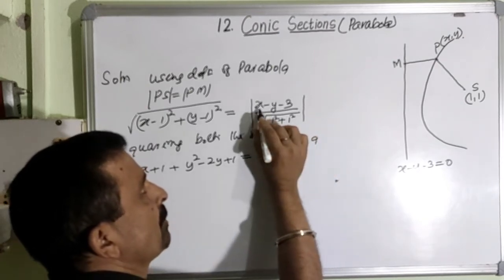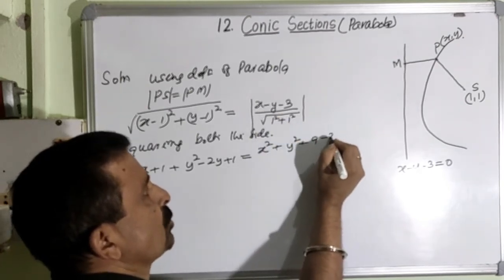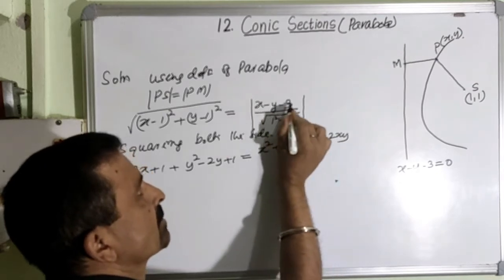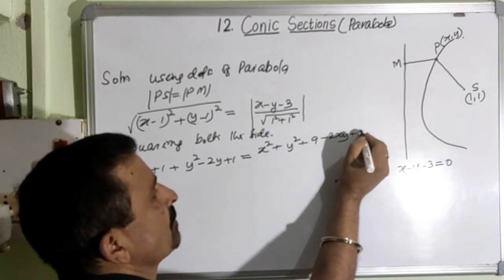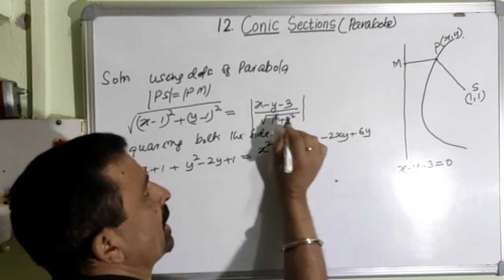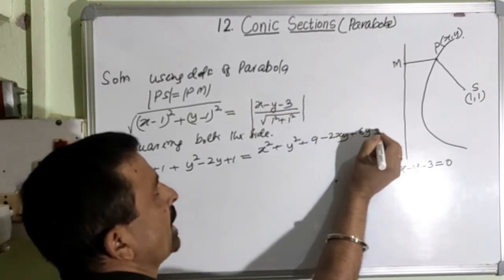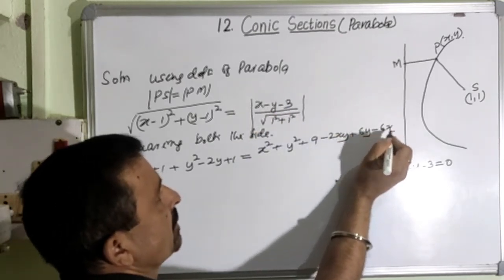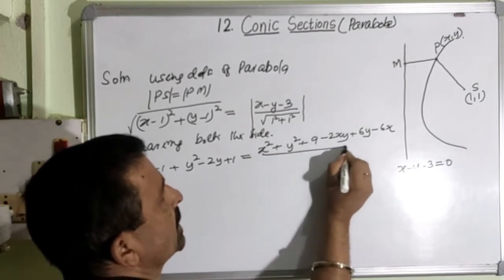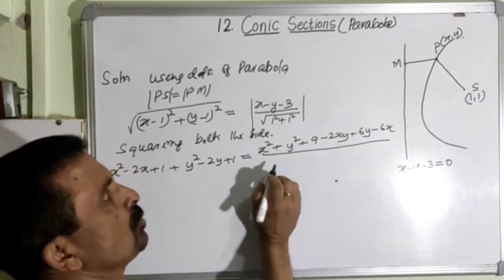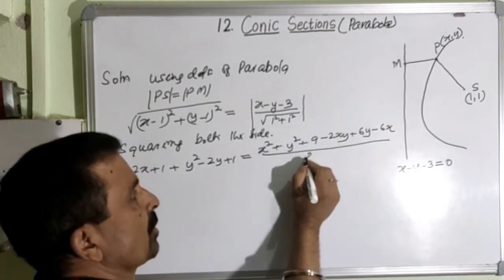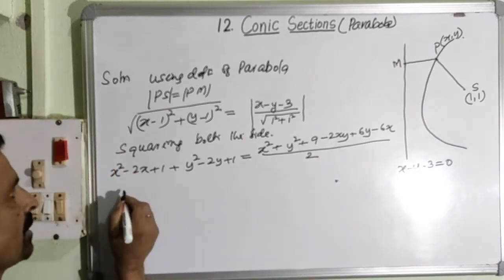And then the product of the first two terms, that is minus 2xy. Then the product of the second and third terms, that is plus 6y. And then the product of the first and the last term is minus 6x, right? In the denominator, it is 1 plus 1, 2, and then the root sign has disappeared, so it remains only as 2. We can do a cross multiplication.